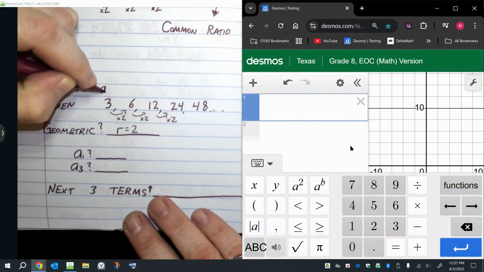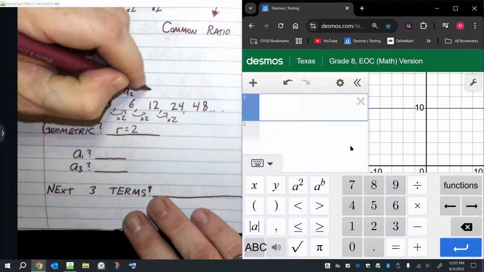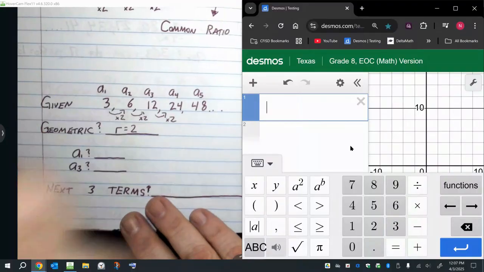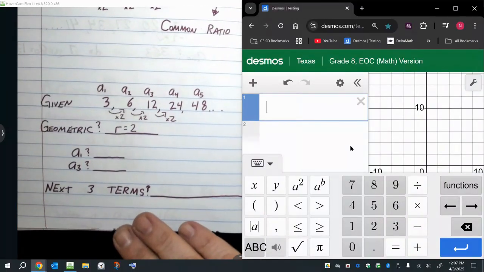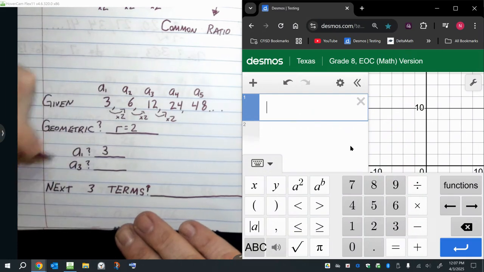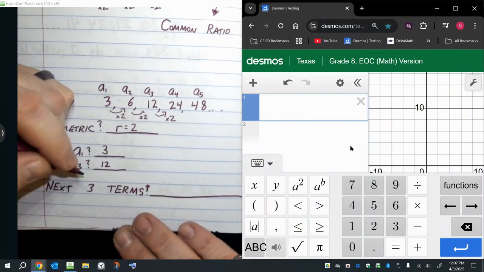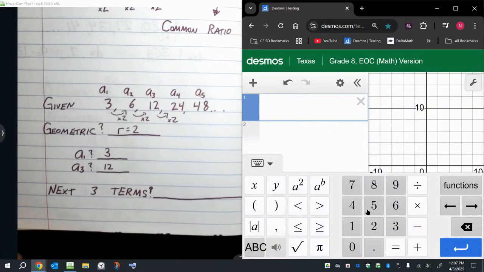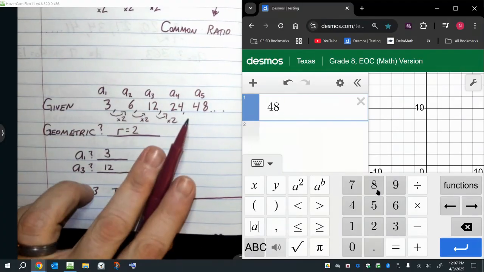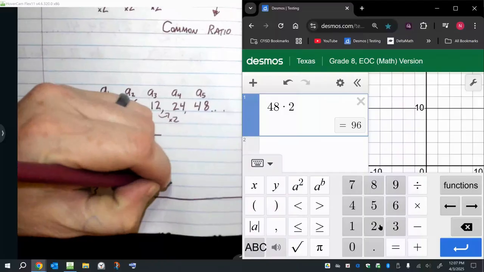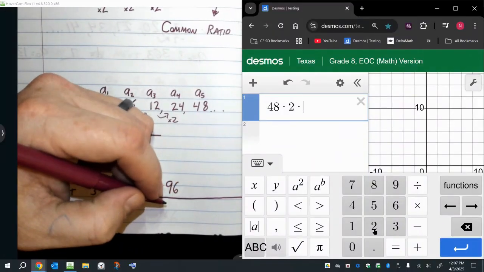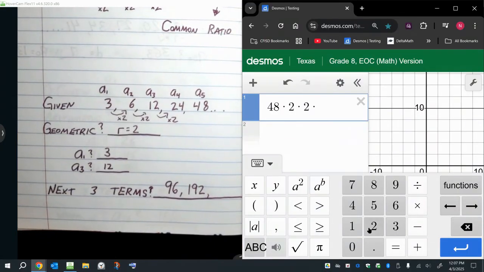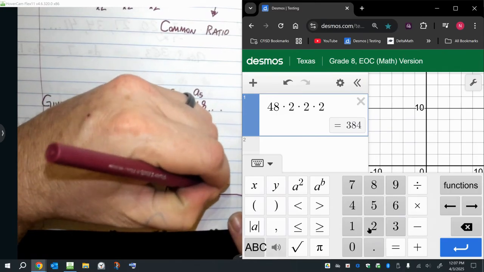A sub 1, hey, it's the same as it was yesterday, right? This is a sub 1, a sub 2, a sub 3, a sub 4, a sub 5, and so on, right? So each term in the sequence is considered a sub n. A sub 1, that's the first term, which is 3. A sub 3, which is 12, that's our third term. Now, what would be the next 3 terms? Okay, well, we know that 48, right? And if I multiply that by 2, that's going to give me the next term, 96. And then if I multiply that by 2, that's going to give me 192. And then if I multiply that by 2, it'll give me 384.